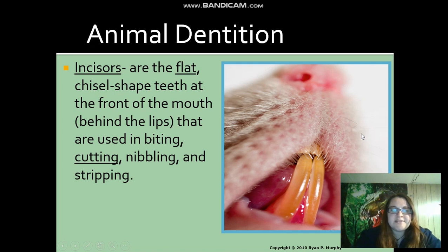Okay, so incisors, these are our flat teeth in the front. Some animals only have 2, like the majority of your rodents, but we have 4, and some animals even have more than 4 there. Okay, but the incisors are going to be located in between your canines, or in between the animal's canines if the animal does have canines.